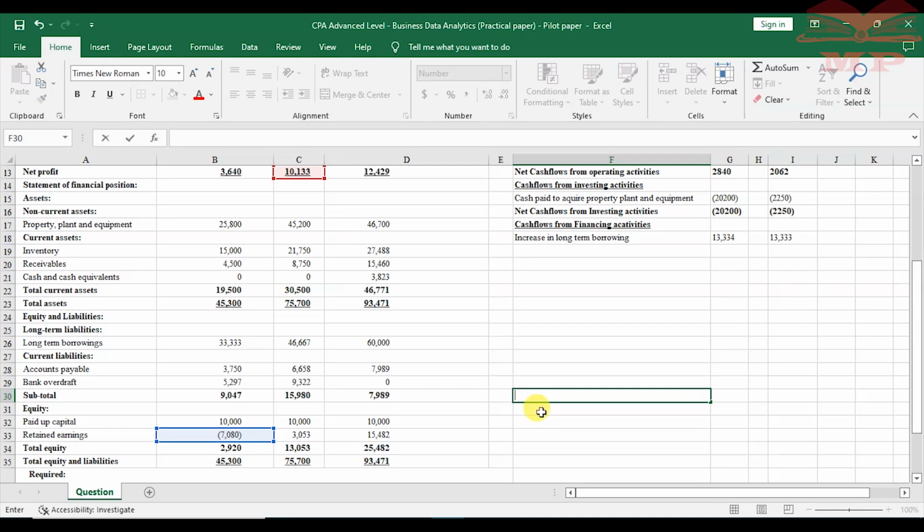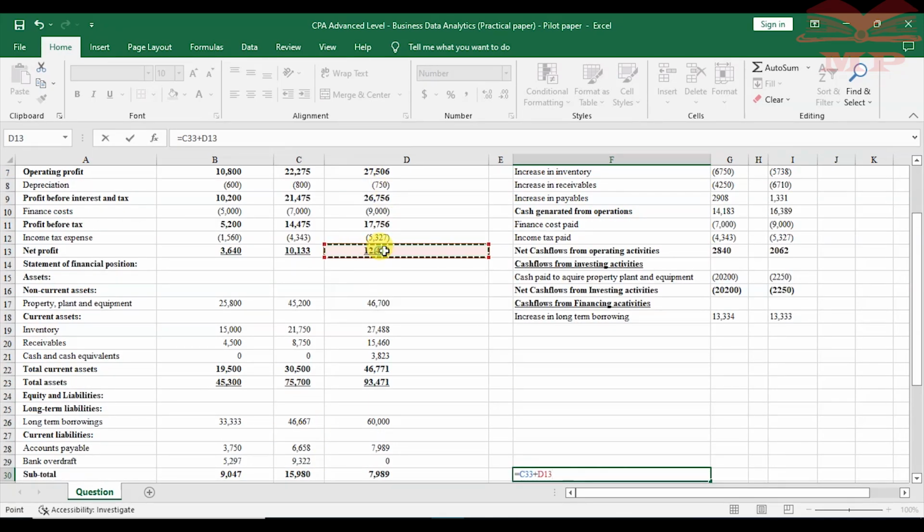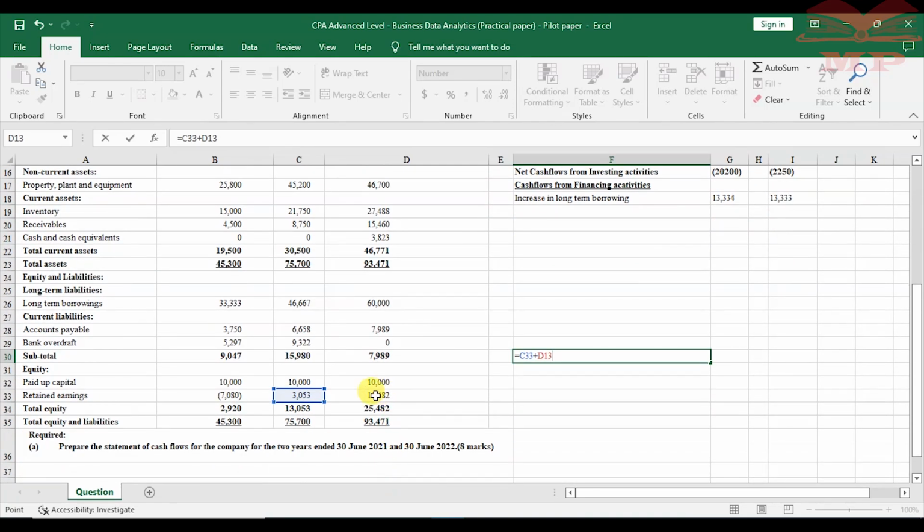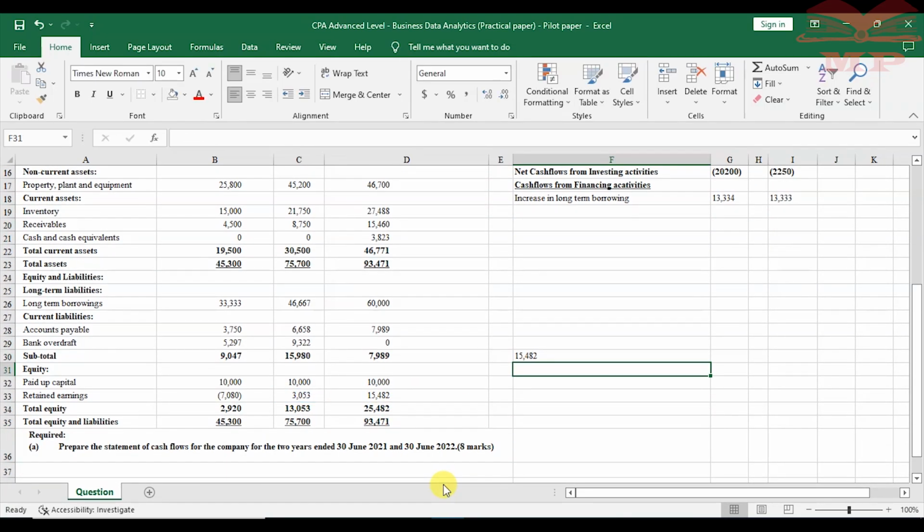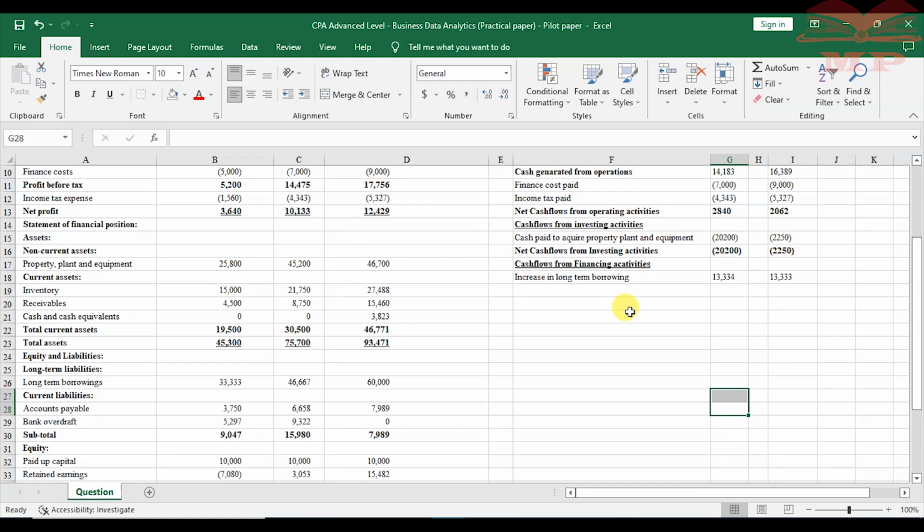Let us also test the last one, equal sign. They started with a profit of 30 and ended with a profit of 15,482. We want to see how. So balance brought down of 30/53. Add profit for the year of 12,429. Let's see if we'll get the 15 here. If you enter, the answer is 15,482. So that is fine. Again, there was no dividend that was paid.